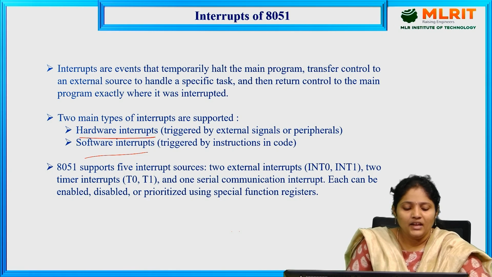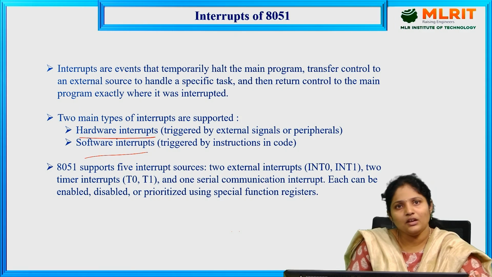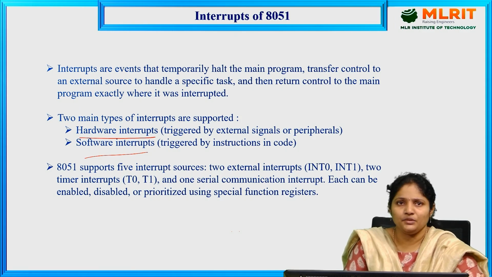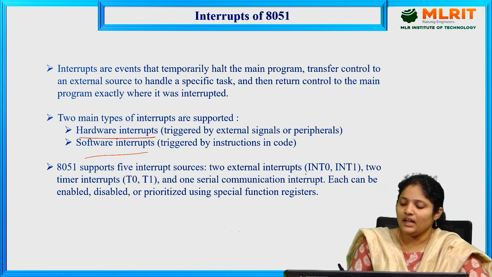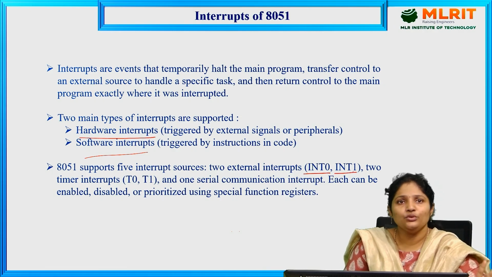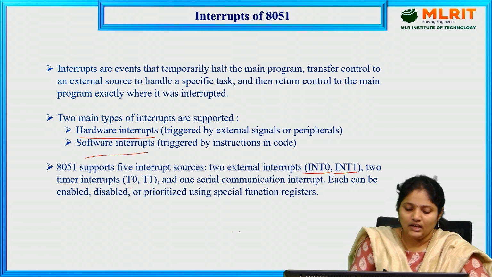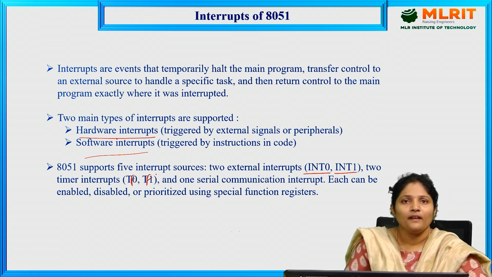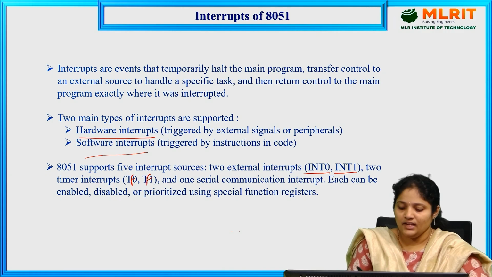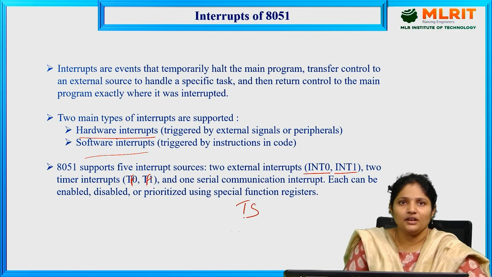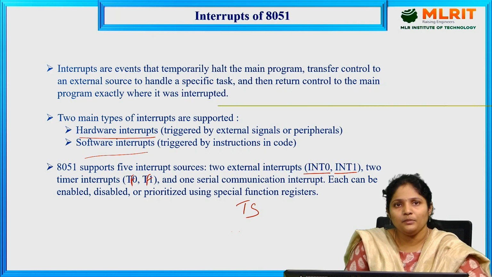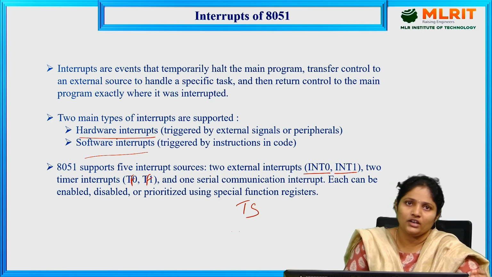In the 8051 there are six interrupt sources. Reset is also one of the interrupts, and it has the highest priority. The remaining five interrupts are two external interrupts, INT0 and INT1, two timer interrupts, TF0 and TF1, and one serial communication interrupt. We will see how to enable and utilize these interrupts, and which interrupt has the highest priority.